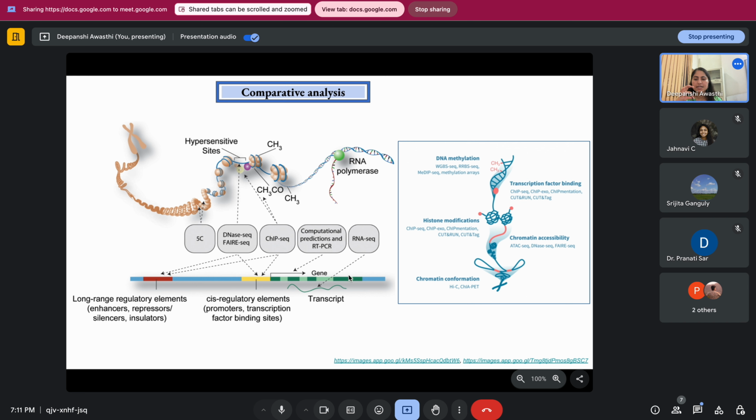And on the left side I have also provided that if you want to study the long range regulatory elements and the cis regulatory elements, then you can use DNase-Seq, FAIRE-seq and ChIP-Seq. So, long range interactions and cis regulatory elements.